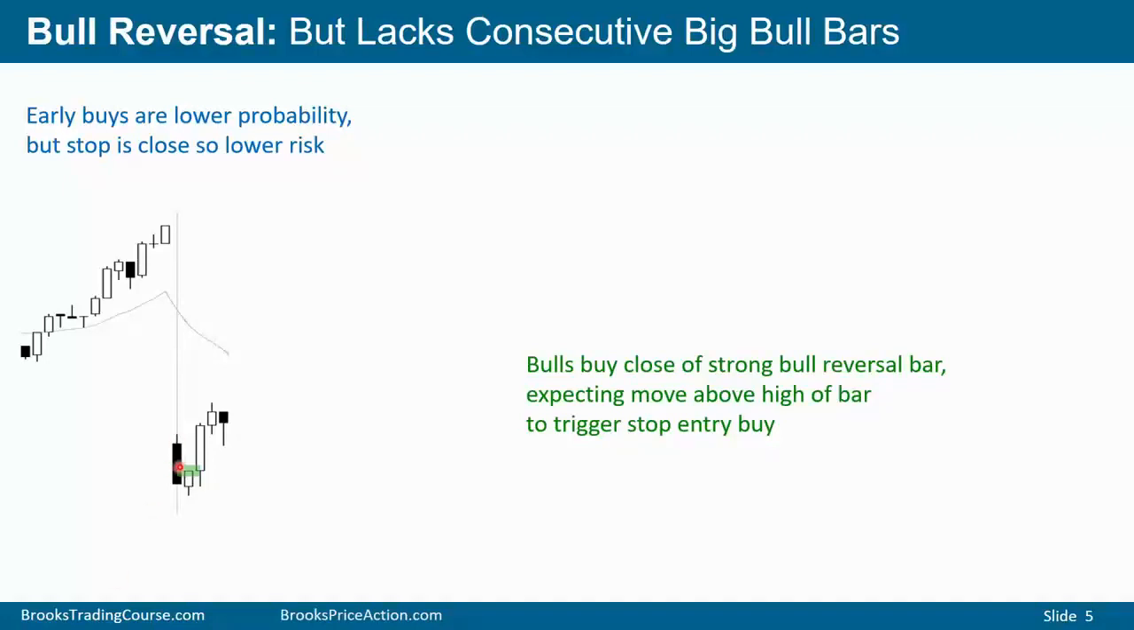It's reasonable to buy this bull bar closing on its high. You buy on a stop above its high and you get filled right here. Bulls buy on a stop above the high of this bull bar and they get filled here. This is then the entry bar.